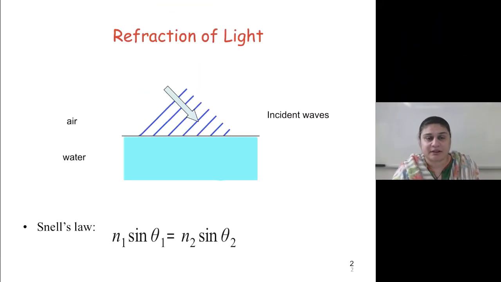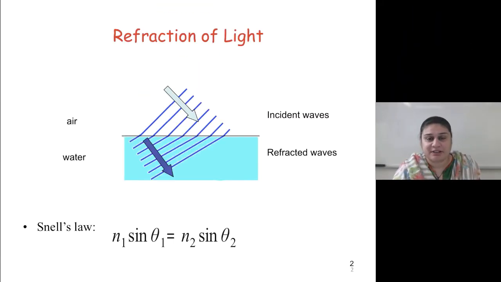Refraction of light is when light goes from one medium to another medium. For example, when light goes from air to water, it bends. That bending is called the refraction of light. And that bending depends on how different the mediums are.